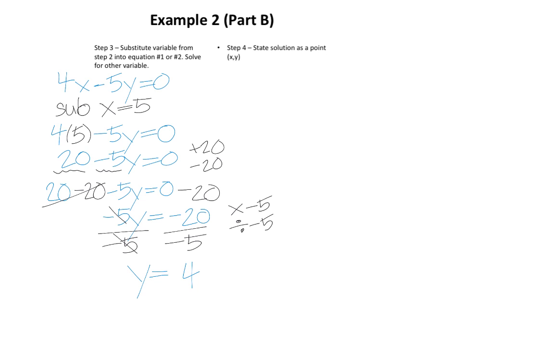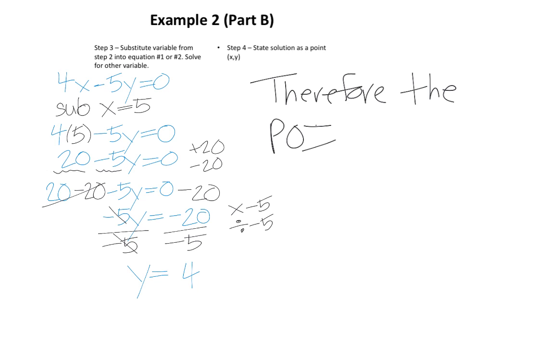Since I know the values of x, which is 5, and the value of y, which is 4, I can say, therefore, the point of intersection is 5, 4.